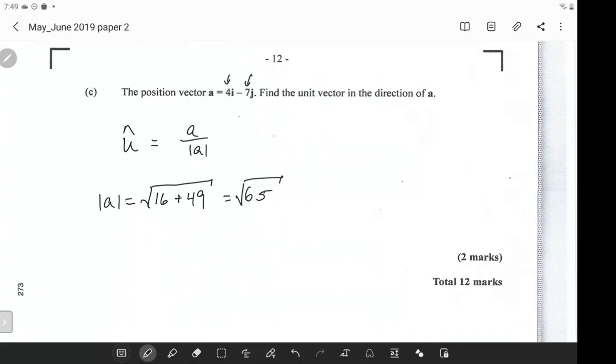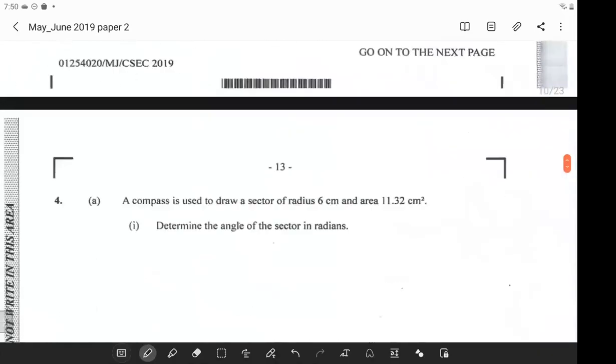Okay, now we would allow square roots in the denominator for this because it's just a unit vector. So we have 4i minus 7j divided by the square root of 65. Now you can feel free to rationalize on all of that. That's fine, but this is okay for now. Okay, all right, continuing. So that's it for number 3.